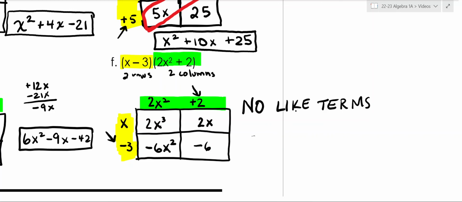So your final answer is just 2x cubed minus 6x squared. Why did I write that one next? Because remember, we have to write it in decreasing exponent order. And then plus 2x and then minus 6.